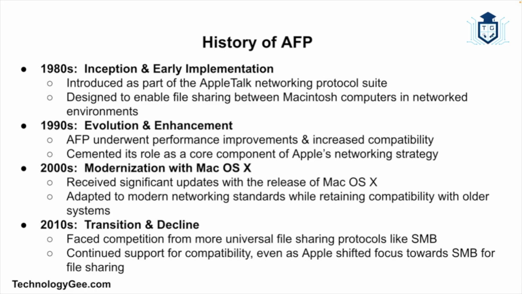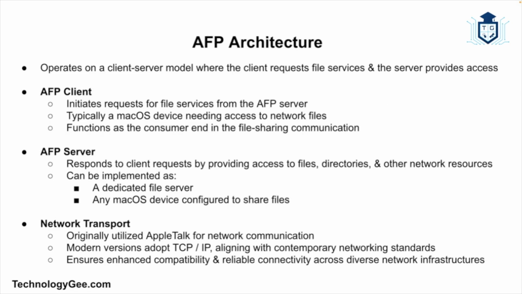In the 90s, AFP evolved with enhancements in performance and compatibility, becoming a core component of Apple's networking strategy. In the 2000s, AFP saw significant updates with the release of macOS 10, adapting to modern networking standards while maintaining compatibility with older systems. Then in the 2010s, AFP continued to evolve with the advent of more universal protocols like SMB, or Server Message Block. Its prominence began to fade, and Apple eventually shifted its focus towards SMB for file sharing, though AFP remains supported for compatibility reasons. Let's talk about the AFP architecture.